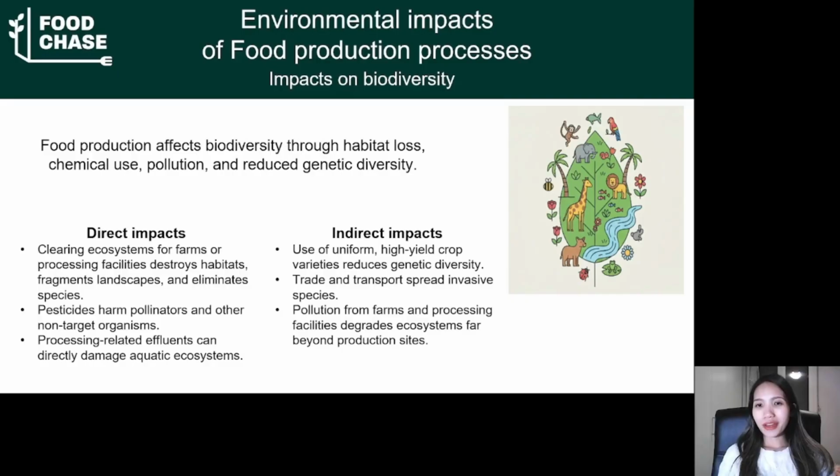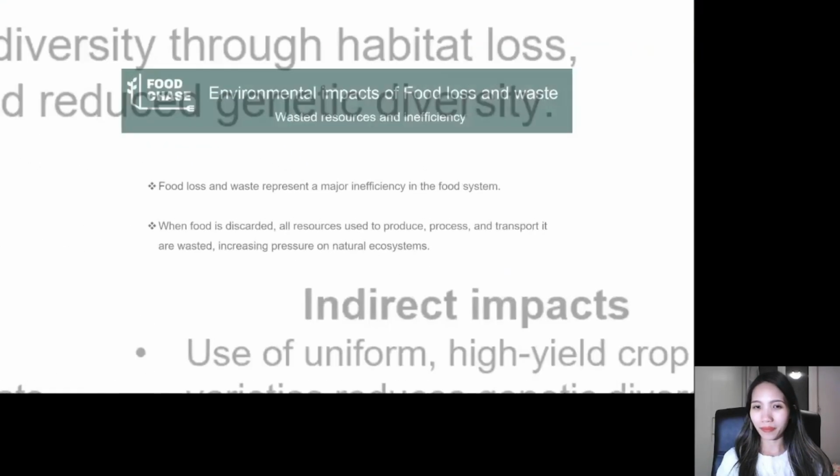What about indirect impacts? The use of uniform high-yield crop varieties reduces genetic diversity. Trade and transport spread invasive species, because these species can come together with the cargo and travel far from their place of origin. Pollution from farms and processing facilities degrades ecosystems far beyond the production site.